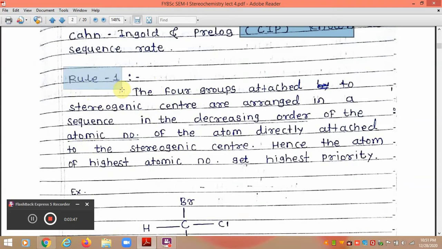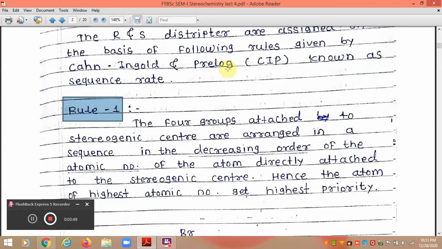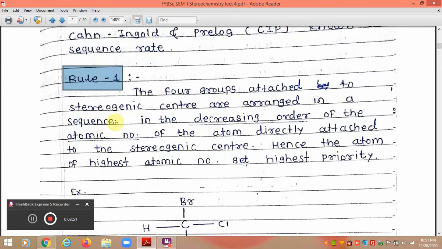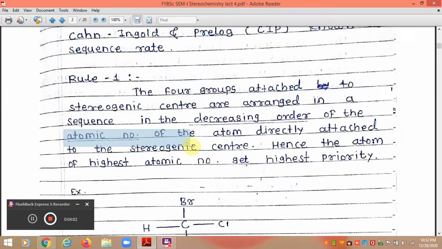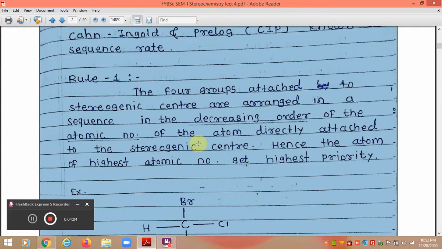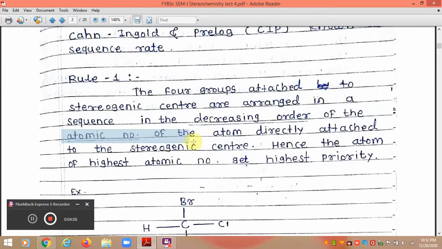The first rule states that, according to the CIP sequence rule, the four groups attached to the stereogenic center are assigned a sequence in the decreasing order of atomic number. It's very important. Whichever atom is attached to the asymmetric carbon atom, the atomic number of that atom is considered, and the atom having the highest atomic number will have the first priority and the atom with the lowest atomic number will have the lowest priority.